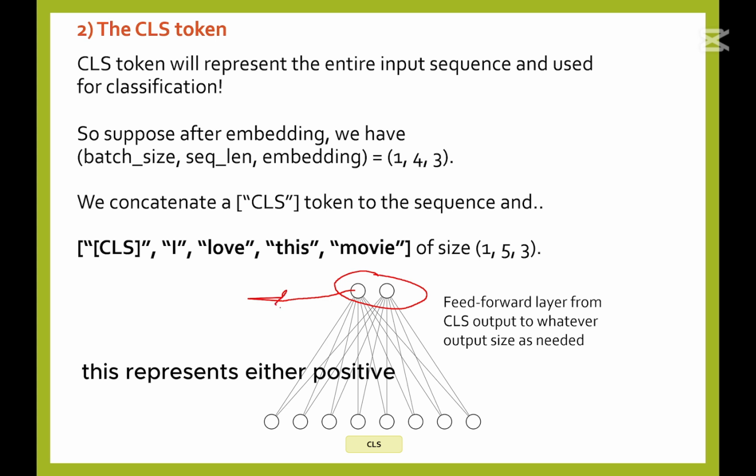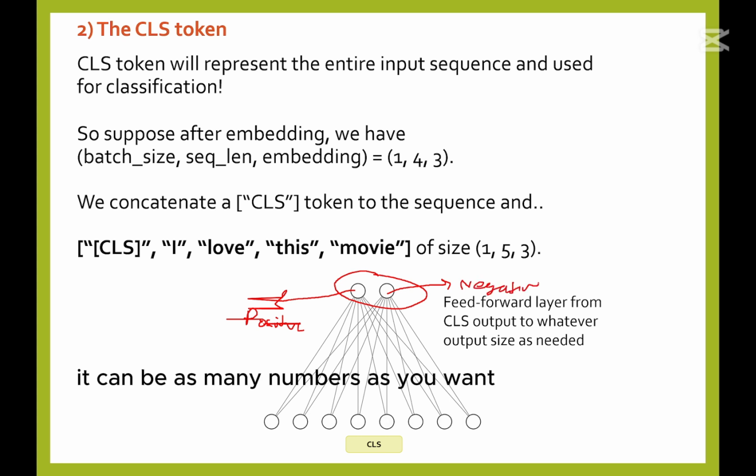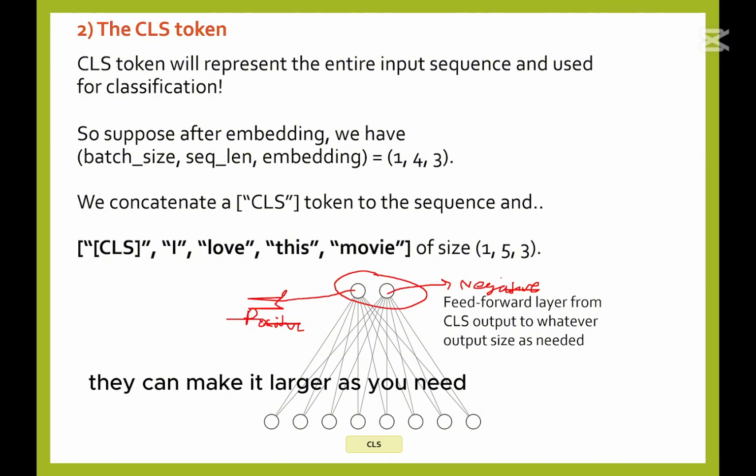This represents either positive, and this could be negative. And this is just for example. It can be as many numbers as you want. You classify dog breeds; they can make it larger as you need.